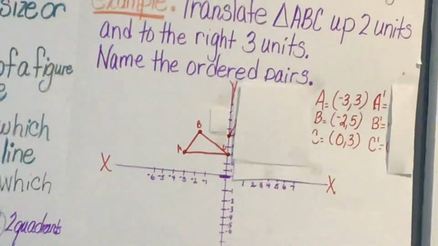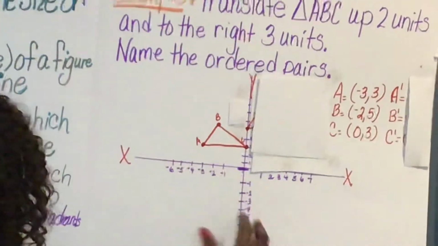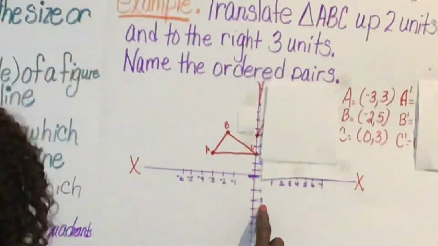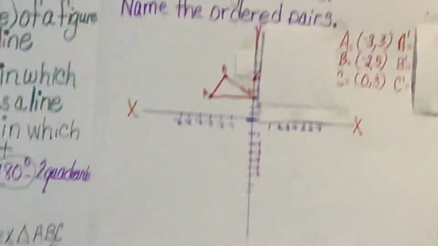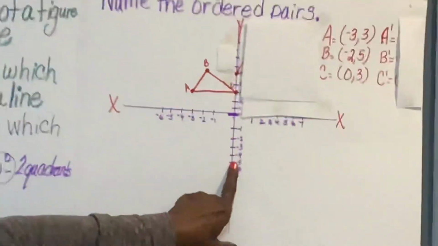And you may not see these numbers here on every one of them. Since this is our first one, I went ahead and marked the numbers. But you may not always see those numbers. If you don't see numbers, you just count.